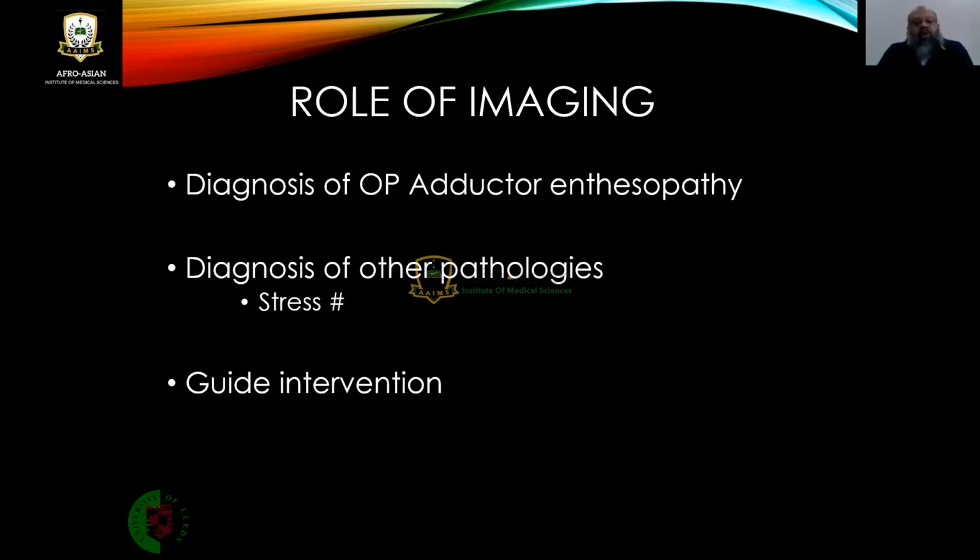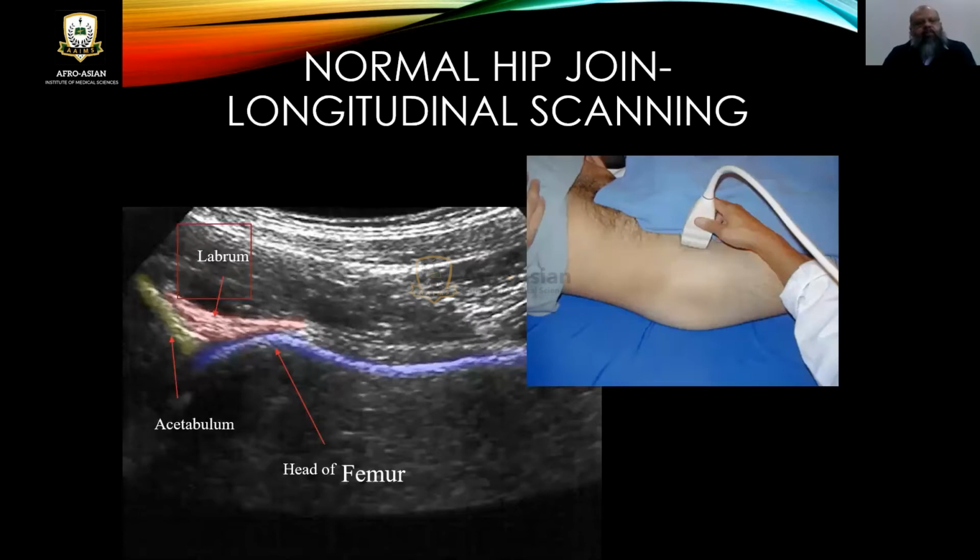The imaging includes diagnosis of the adductor enthesopathy, diagnosis of other pathologies like stress fractures, and guiding interventions. Let's see how we scan for the hip joint first.